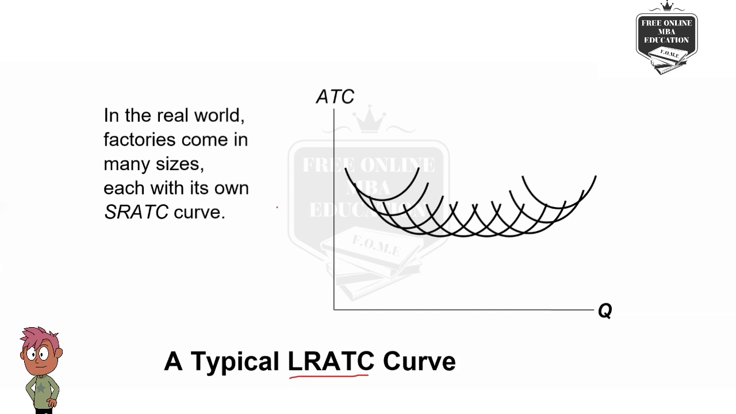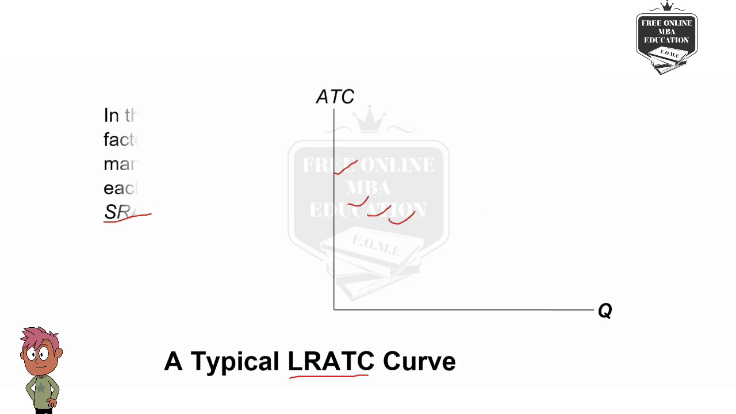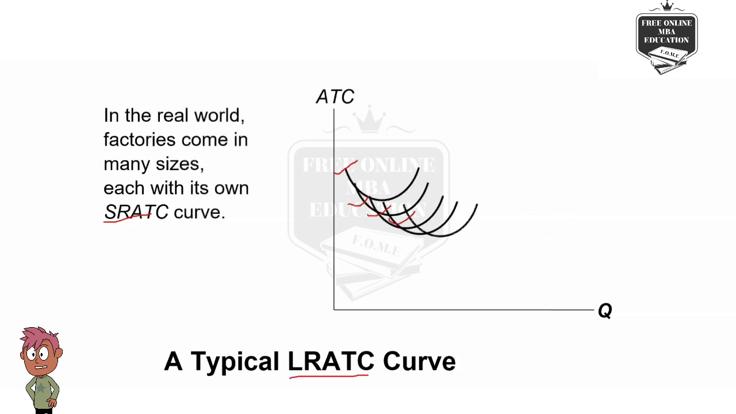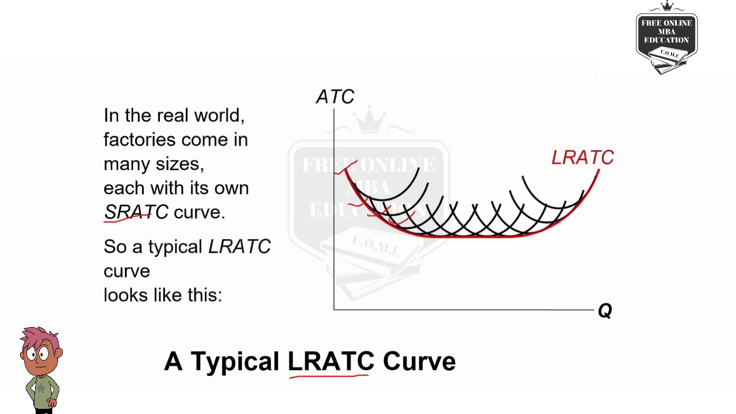So in the real world, factories will come up in many sizes and each will have its own short run average total cost curve, SRATC curve. This is factory one, this is factory two, factory three, factory four, and so on. So when we are moving like this, factory one, two, three, four, five, six, 7, 8, 9, 10, 11, we have seen 11 different short run curves. But a typical long run average total cost curve will look something like this. And how has it come? Just see, it is joining every intersection point of the previous curves.